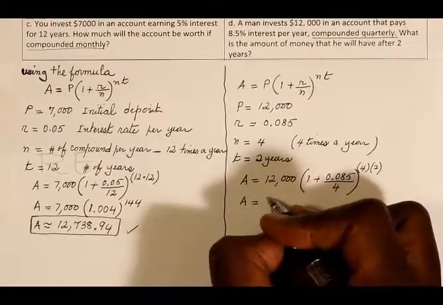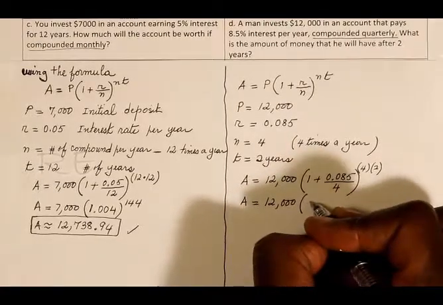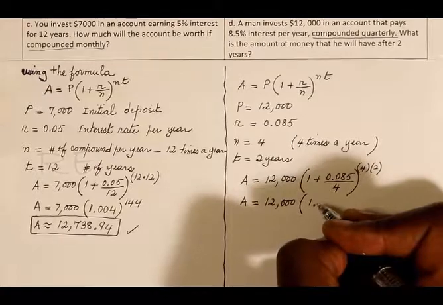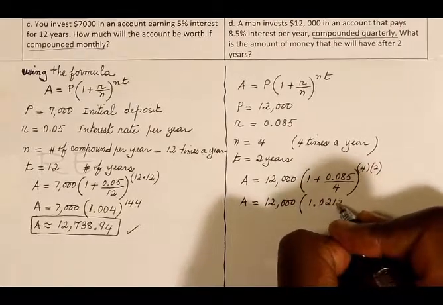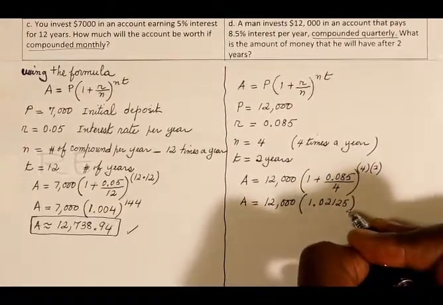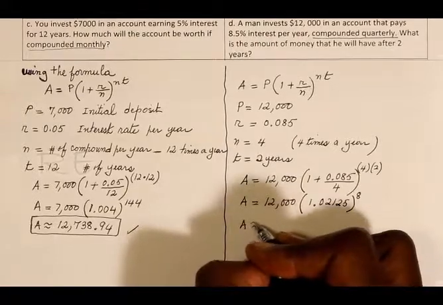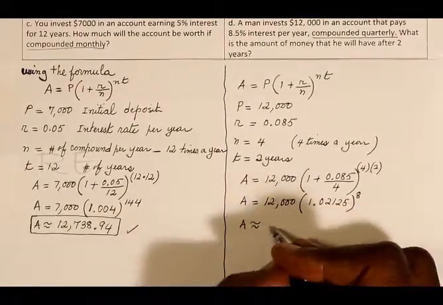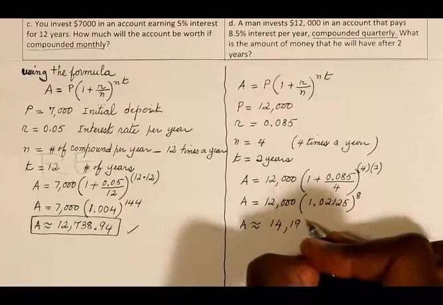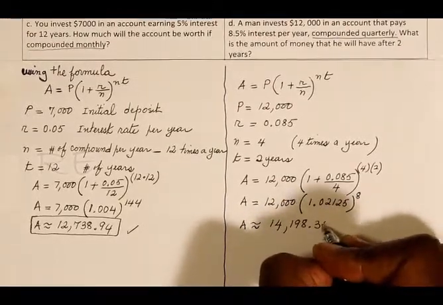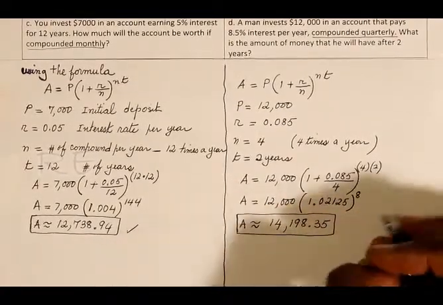So A is equal to 12,000 times 1 plus, well, as a decimal you get 0.2125, and then 2 times 4, 2 times 4 is, and we get this approximation for the ending balance, 14,198.35. And that's it for this question.